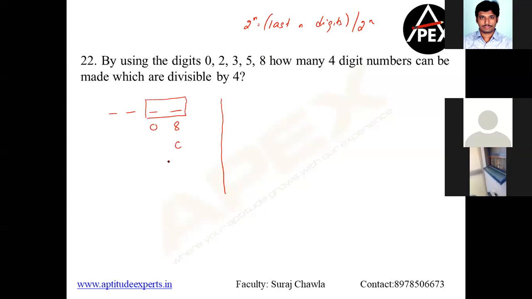Let's keep a 0 here. If I keep a 0 here, then what do I have? I have a 20 available, 30 is not divisible, 50 is not divisible, 80 is divisible. So 0 is being blocked. This is what I mean by 0 is blocked. Okay. 0 being blocked, we have how many cases?